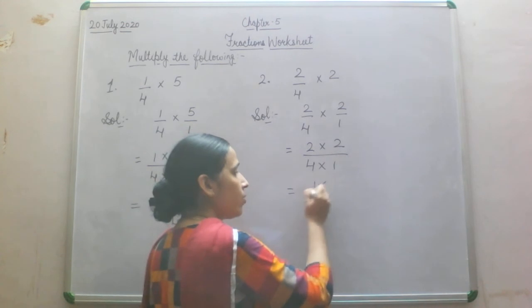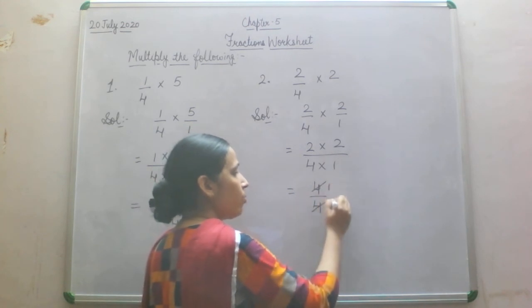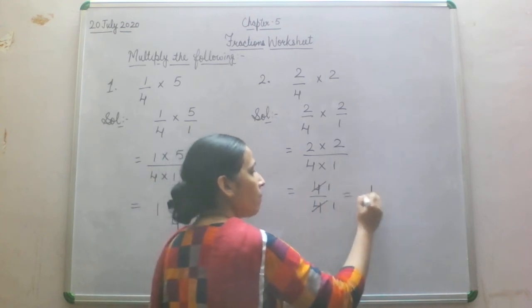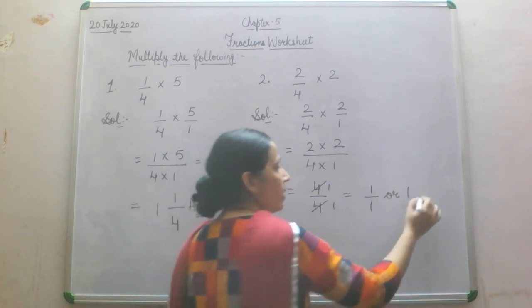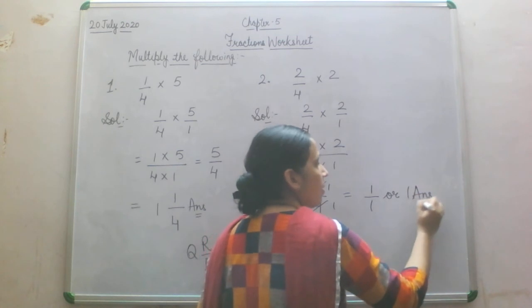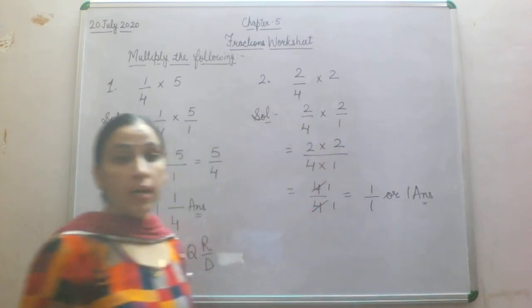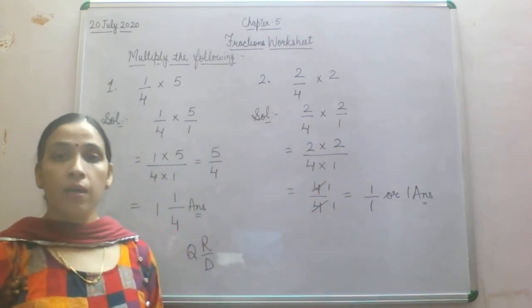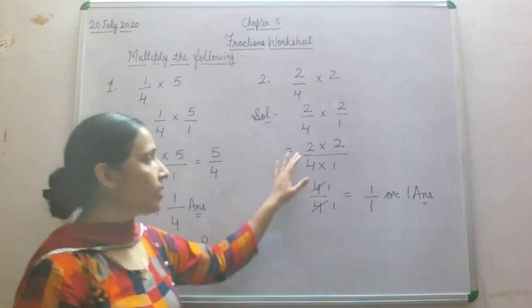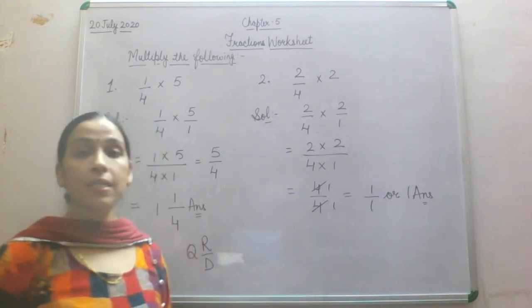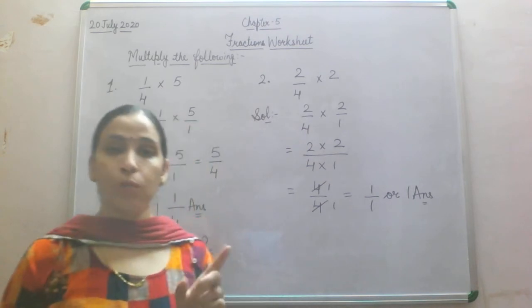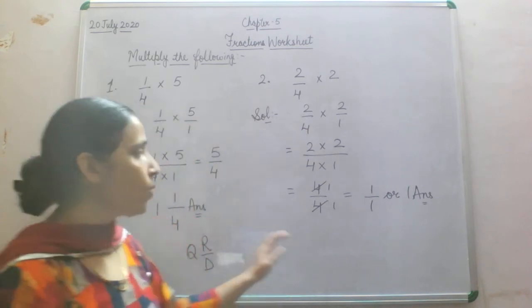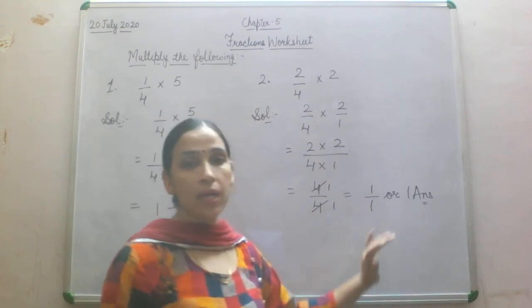Now we are going to reduce it. 4 ones are 4 and 4 ones are 4. We can write it 1 by 1 or simply we can write 1. So here 1 is the answer. Fine. So if you get the same numerator and denominator, you are going to cancel with the common table, and you will get 1 as the answer.